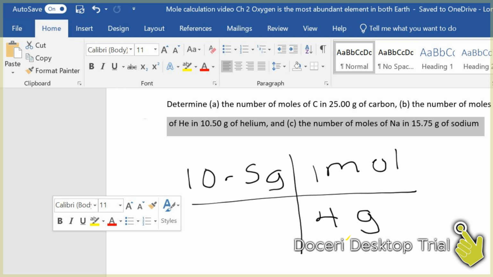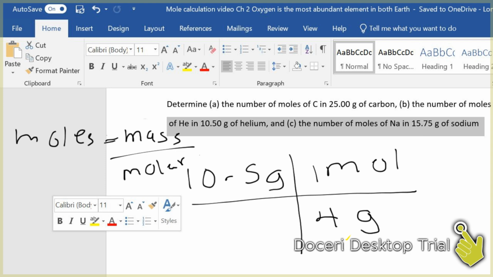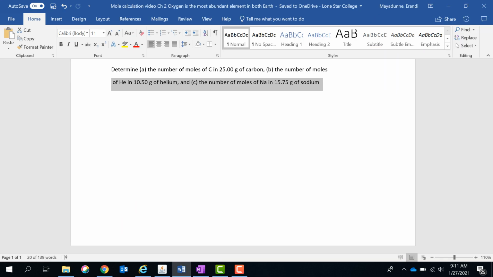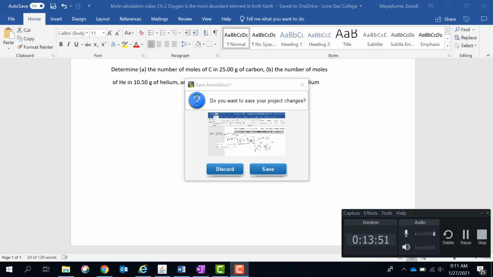If they ask you the moles, it's easy. Mass divided by molar mass. So this is mass divided by molar mass. Same way you can do part C too. So I hope this will help you to understand some calculations.